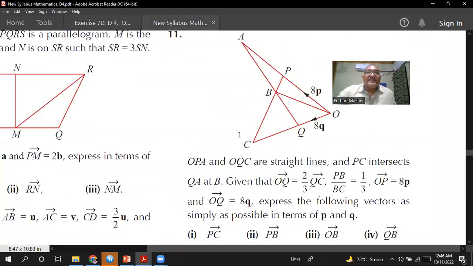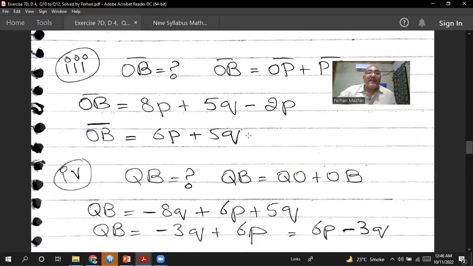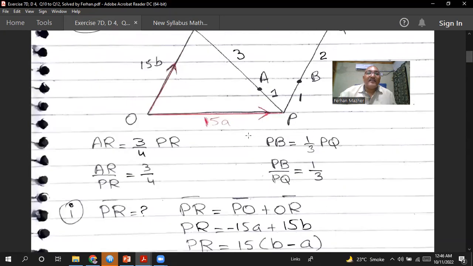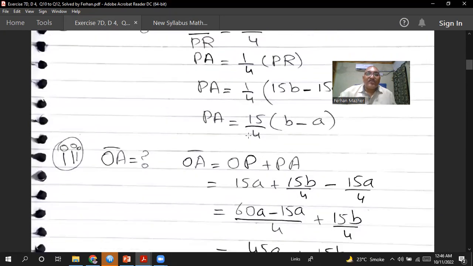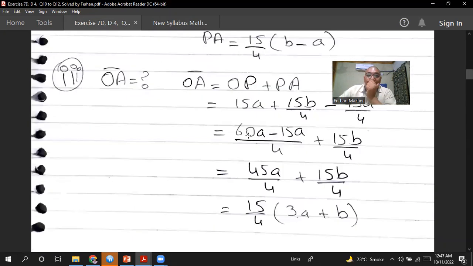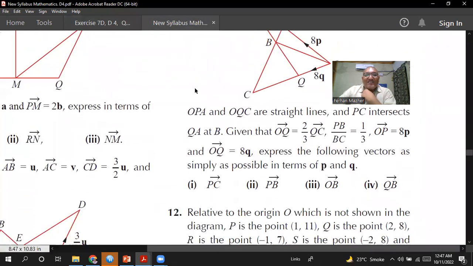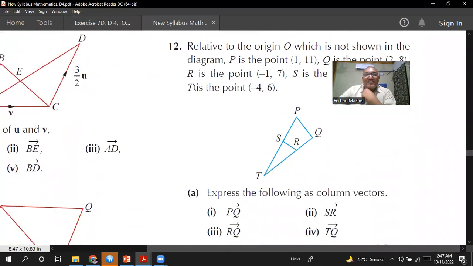Hopefully, you understand this diagram and you understand this. So that is question number 10. Sorry. This is that diagram, basically. That's question number 11. Hopefully you understand. Okay, so we are going to the next question. The next question coming up on your screen is question number 12.